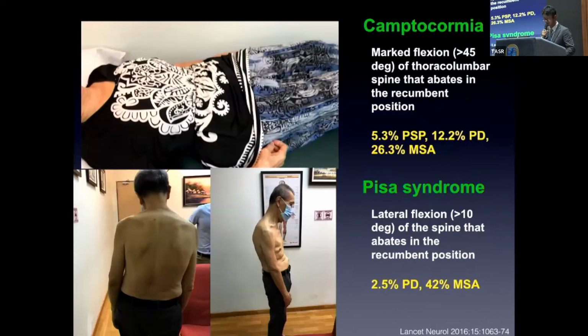In Pisa syndrome, you have a lateral flexion of about 10 degrees or more of the spine, and it also abates when at a recumbent position. And also it's more common in MSA.